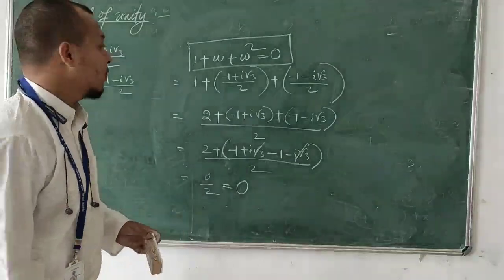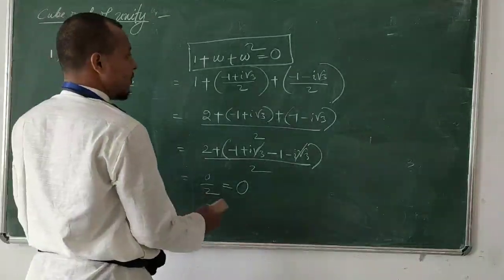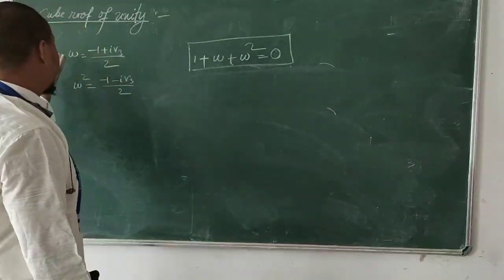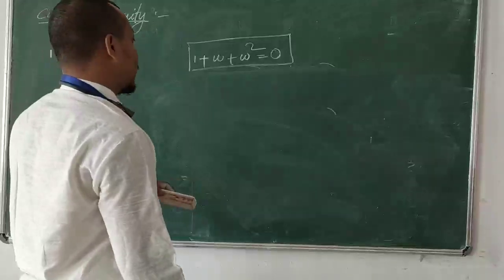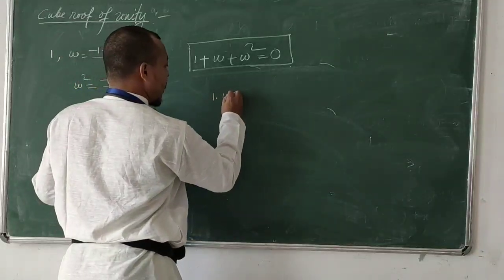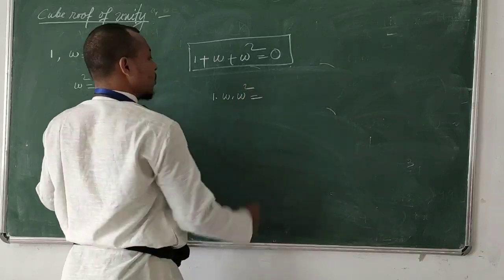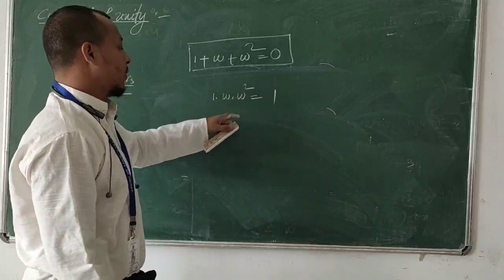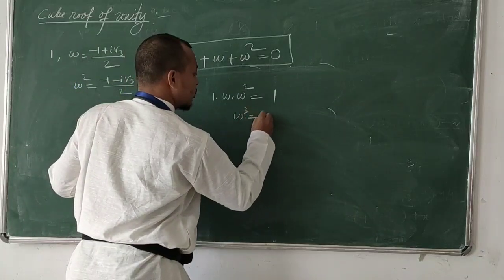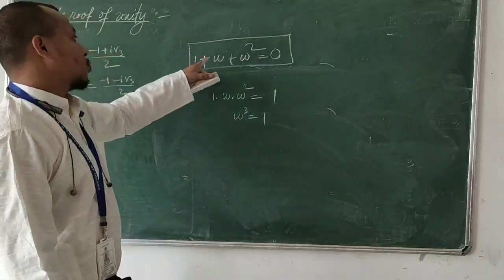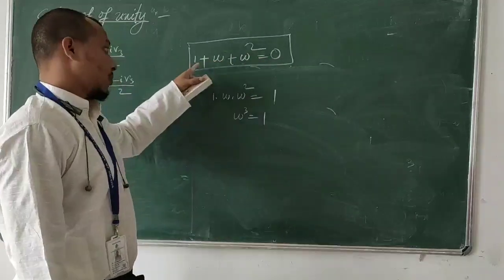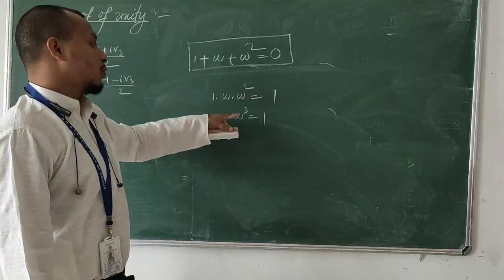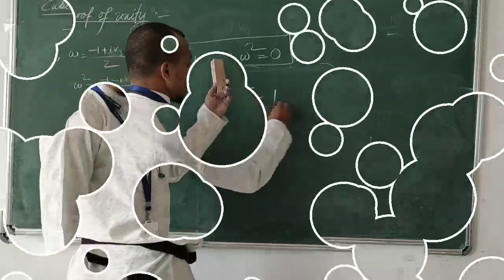Okay, and then we'll see this one. What if we are going to multiply all these roots? Let's see what happens. 1 into omega into omega square: omega into omega square is omega cube, which is equal to 1. So 1 plus omega plus omega square is equal to 0, because the summation of all the cube roots of unity is equal to 0, and the multiplication of the cube roots of unity is equal to 1. Now we want to solve the problem.